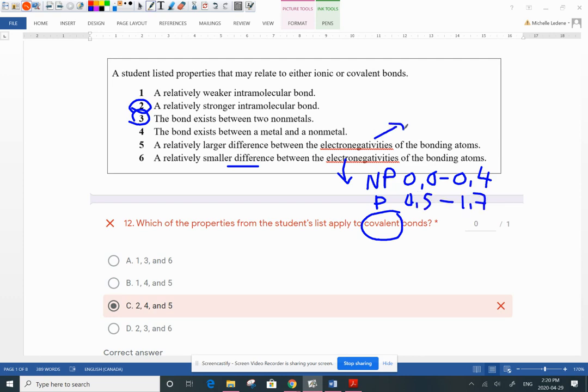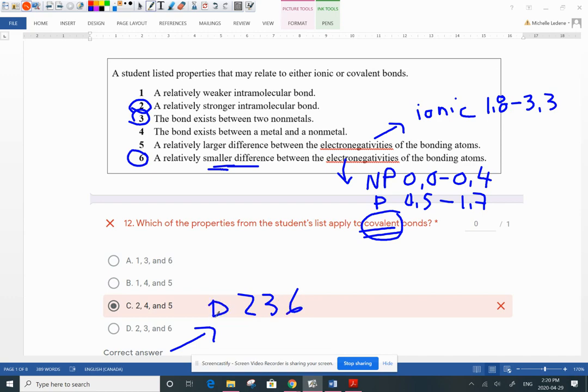If you compare that to an ionic compound or a molecule that behaves like an ionic compound in the continuum, it is going to have an electronegativity difference of 1.8 to 3.3. So yeah, covalent molecular compounds are going to have a smaller difference. So the actual correct answer was D, 2, 3, 6. D was correct. Okay, many students selected 1, 3, 6 or 2, 4, 5, right? So they're not reading or not understanding about covalent compounds.